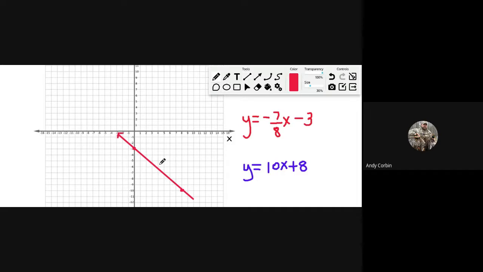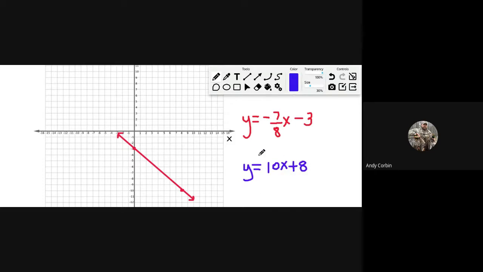And you're in gold right there. Okay, does your line look like mine? I hope so, because this is going to be what your test is over next week.